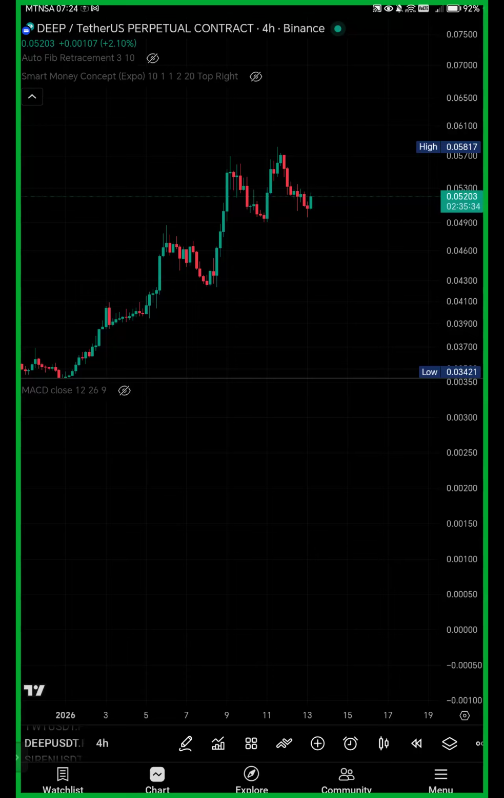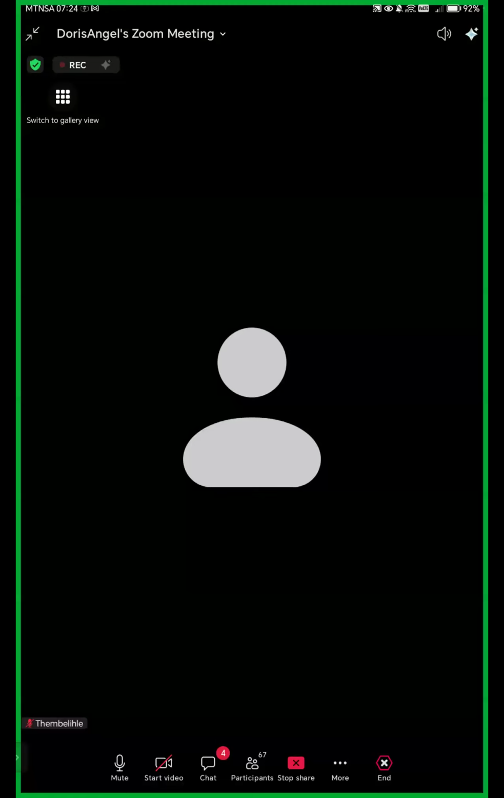Are we together, ladies and gentlemen, on the bearish engulfing bar? Is it okay? Is someone having an issue? Does it make sense?